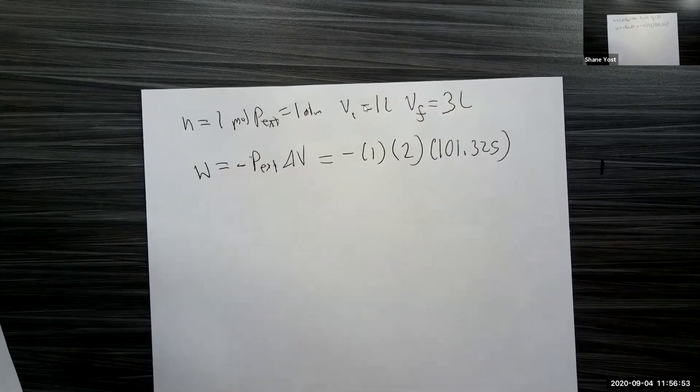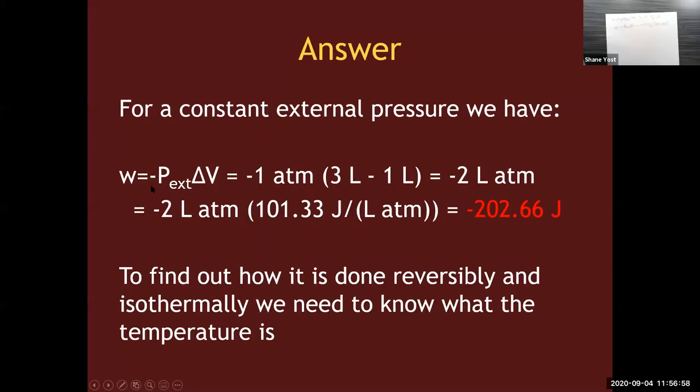The numbers are worked out in the slide, so I'll just go back to the slide real quick to show the number. So minus P external delta V, so it's minus 202.66.